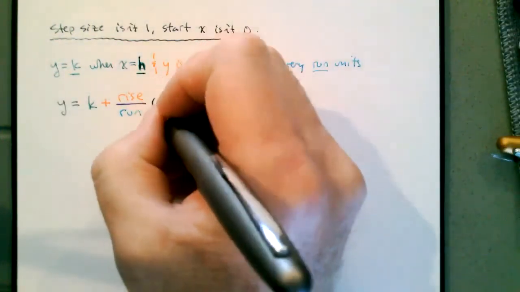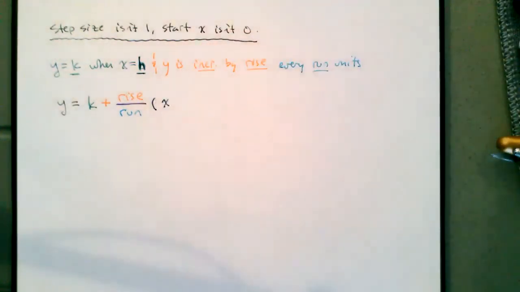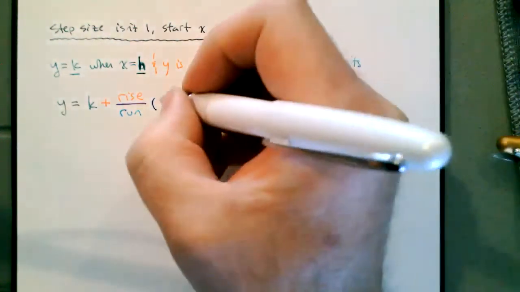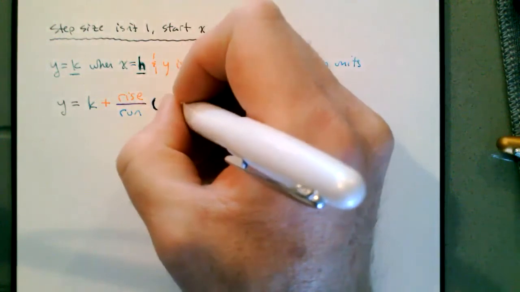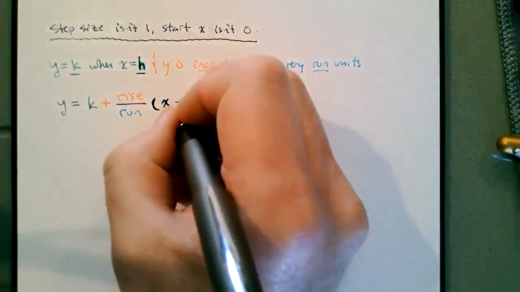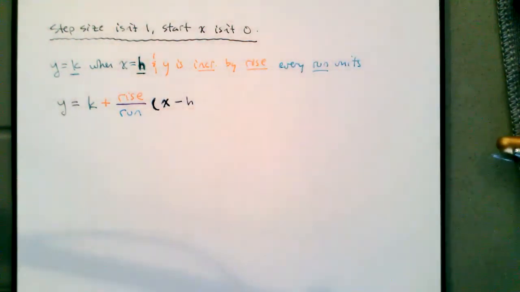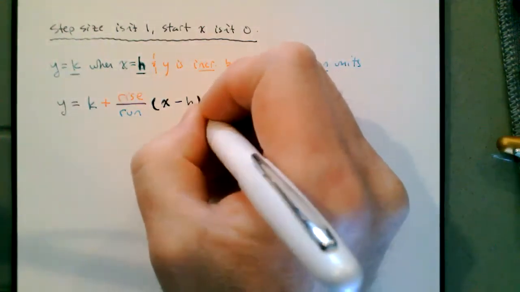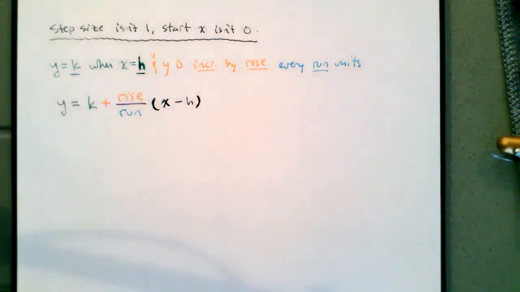And since we're starting at h instead of zero, subtract the starting x to make the part in parentheses zero. So now, instead of looking at it as starting at 0, b with a rise over run, we're looking at starting at h, k with a rise over run.